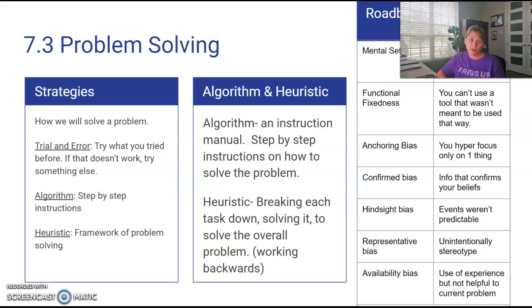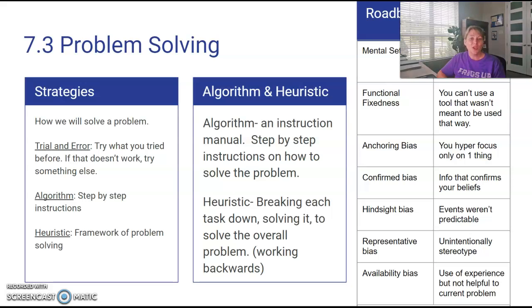Problem solving, strategies. How will we solve a problem? This one was fun to me. Anyways, trial and error. Trial and error is we try what worked before, and if it doesn't work, we try something else, and we just keep trying until we find a solution. Algorithm is step-by-step instructions, and that last one is the framework of problem solving.